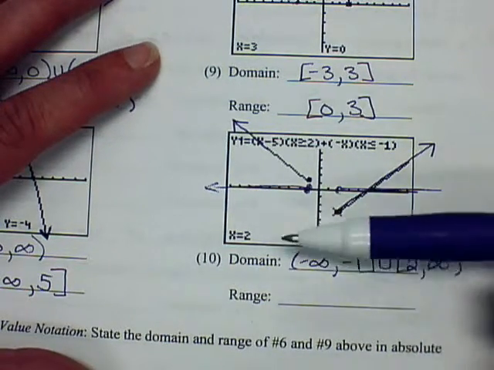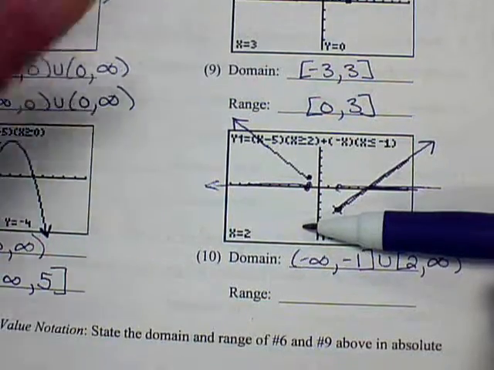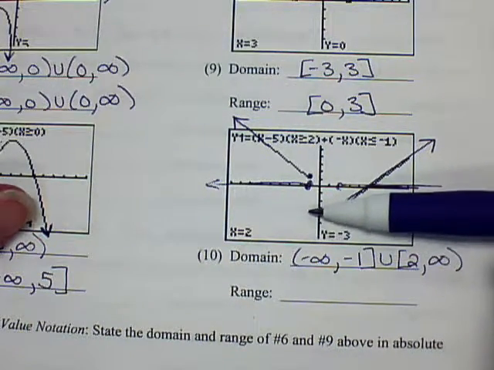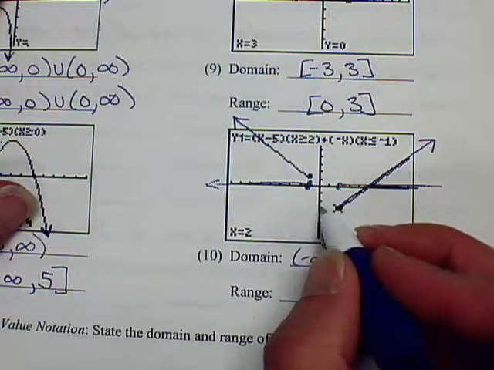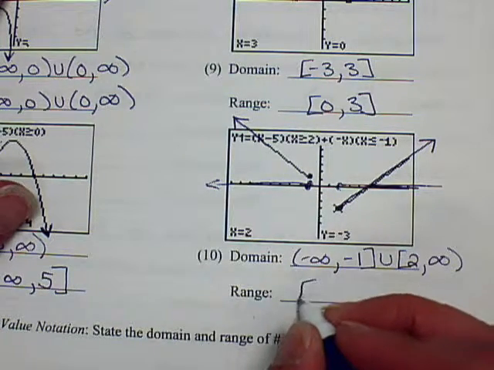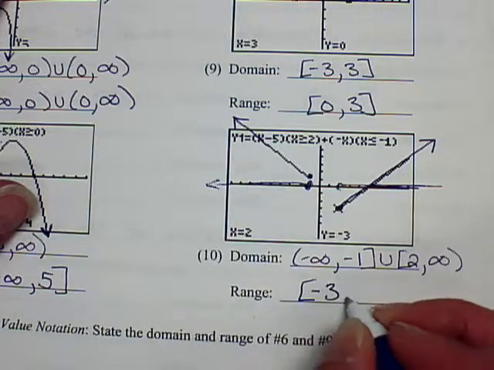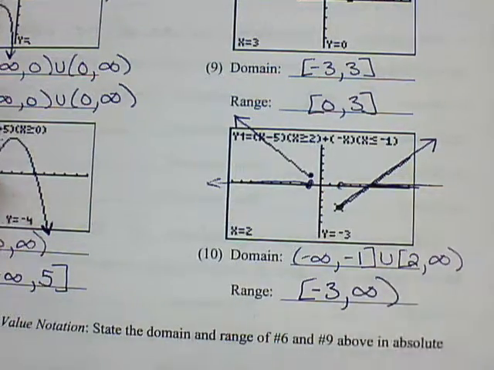Now for the range, I have a lower boundary. It's down here, and then it just keeps going up and up and up. So what's the lower boundary? -1, -2. It's -3. So the range is -3 to infinity.